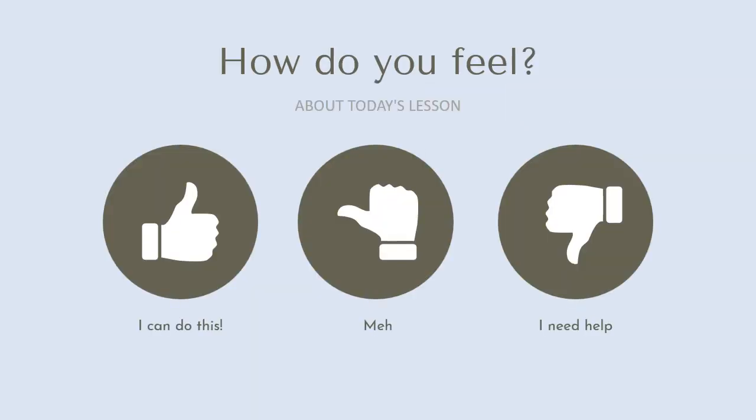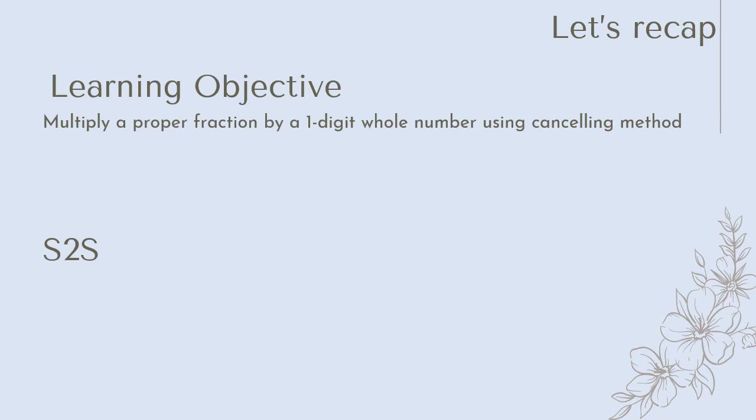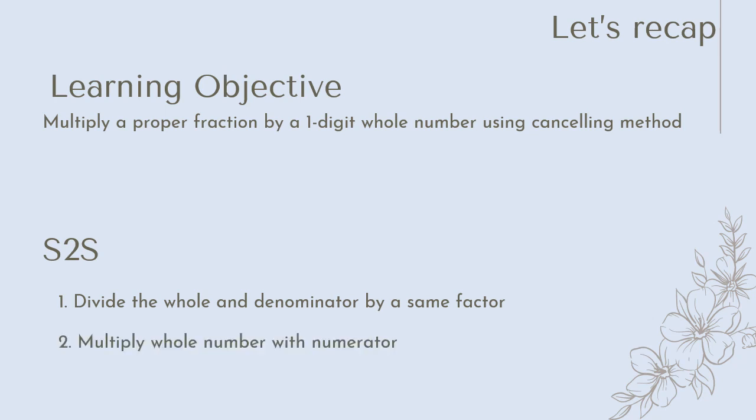So how do you feel about today's lesson of using the cancelling method and multiplying a proper fraction with a whole number? Let me know. So let's quickly recap our learning objective and S2S for today. Today we are multiplying a proper fraction by a one-digit whole number using the cancelling method. Our S2S for today: the first one is we need to divide the whole and the denominator by a same factor. Step 2, multiply the whole with the numerator. Step 3, simplify if can.